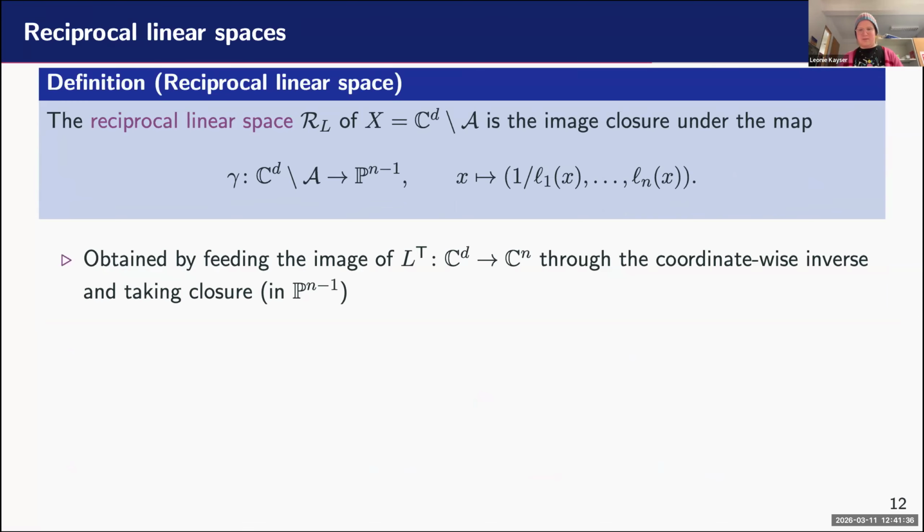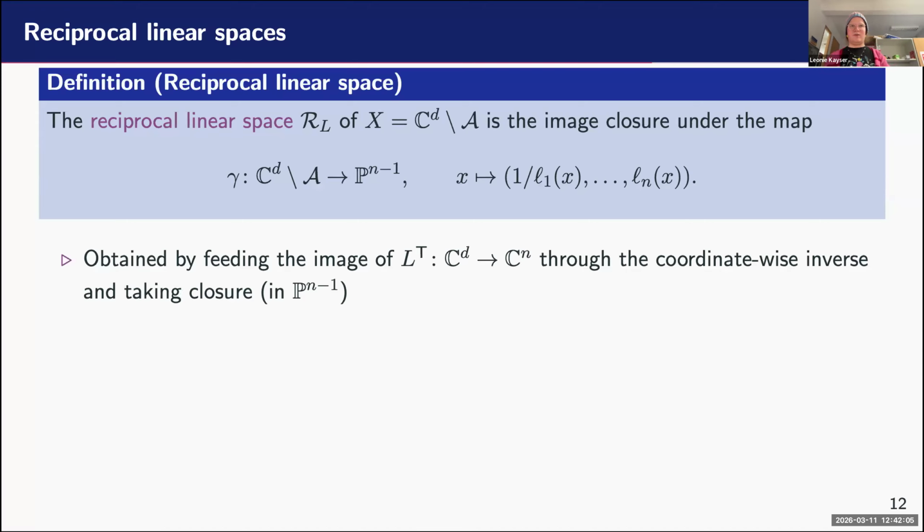Before I can state the main result, the statement for generic arrangements, I wanted to mention the third concept from the title. Now we have the full title assembled, namely the reciprocal linear space. And what is a reciprocal linear space? If you take the linear forms and you invert them, you take just the image of this map, which is a linear map composed with the Cremona map, and then take the closure.